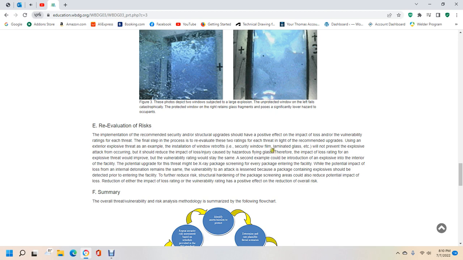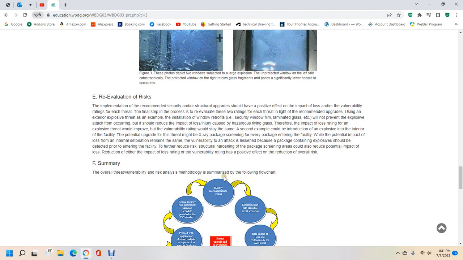Second example, the introduction of an explosive into the interior of the facility. A potential upgrade might be X-ray package screening of every package entering the facility. The potential impact of loss from an internal detonation remains the same. The vulnerability to attack is lessened because a package containing explosives should be detected prior to entering the facility. To further reduce risk, structural hardening of the package screening areas could also reduce the potential impact of loss. Reduction in either the impact of loss rating or the vulnerability rating has a positive effect on the reduction in overall risk.